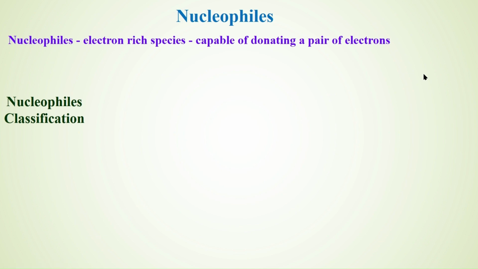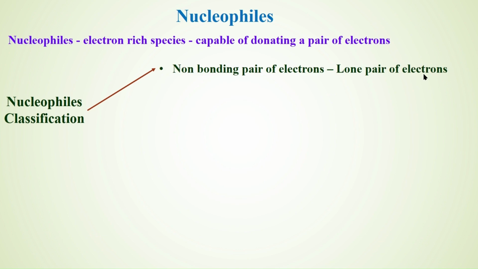Nucleophiles can be classified into three types. The first type are the species having a non-bonding pair of electrons. For example, CH3CH2NH2, ethylamine. The nitrogen here is in an sp3 hybrid state, which has a lone pair of electrons. The hybridization and how the lone pair of electrons arises will be dealt with in the future.